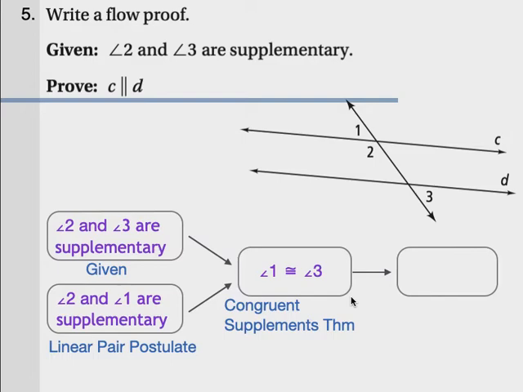Now you can see there's only one more step in the flow proof. You already kind of know what the last step has to be, though. It has to match the proof. So you know the last bubble will just be whatever's in the proof. C is parallel to D. But now we need the reason for that.